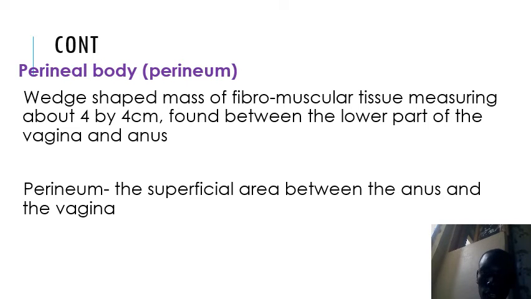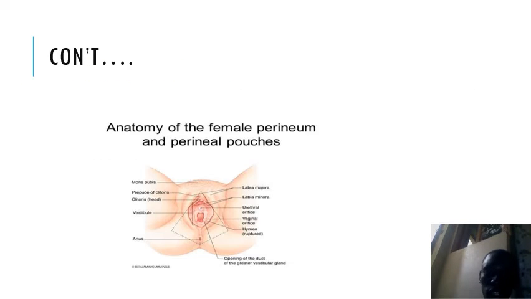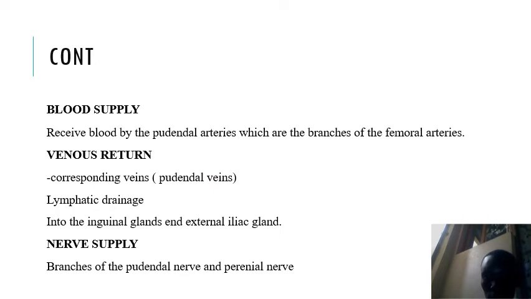So the perineum is the superficial area between the anus and the vagina. So that is what we call the perineum. This diagram shows us clearly the perineum, extending right from the vagina to the anus, and it is wedge shaped, measuring 4 by 4 centimeters.